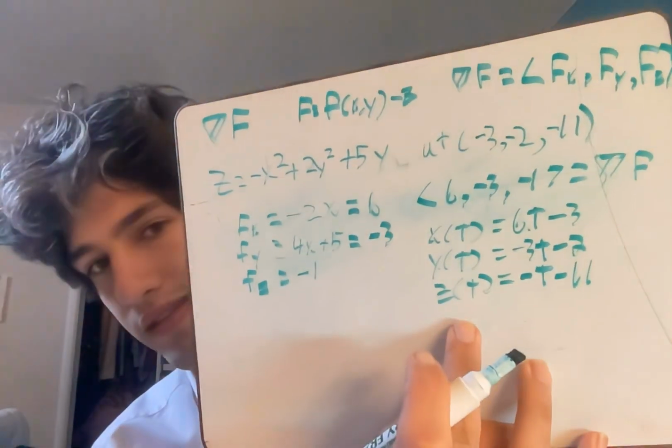What I end up with is x sub t is equal to 6t minus 3. y sub t is equal to negative 3t minus 2. And z sub t is equal to negative t minus 11. So I get those three for my values.